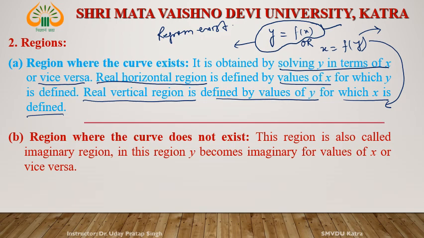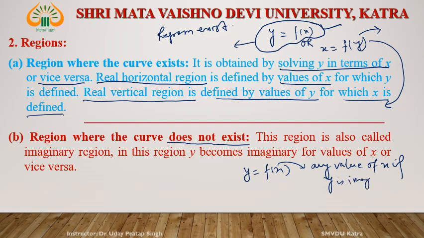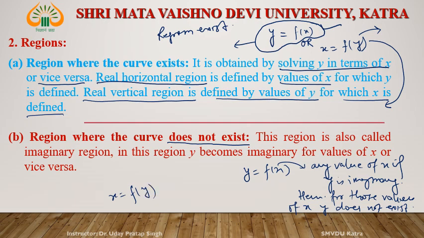And the region where the curve does not exist: in y is equal to f(x), for any value of x, if y is imaginary, then for those values of x, y does not exist. Okay. Similarly, for x is equal to f of y, for any value of y for which x is imaginary, for such value of y, x does not exist.